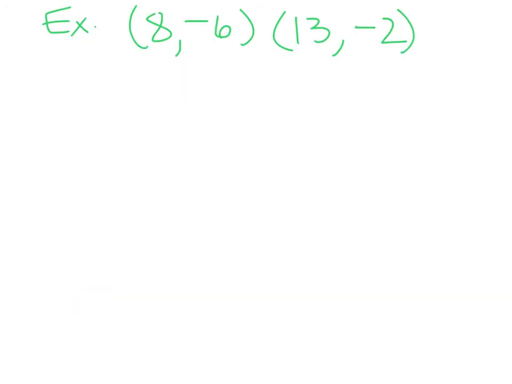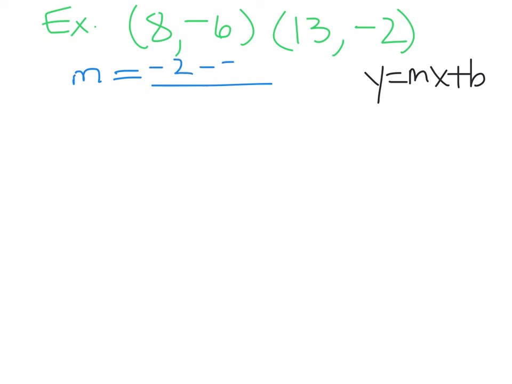Okay, one more example. Alright, so here are my 2 points my line goes through. And again, I'm not done until I have an answer in y equals mx plus b form. So step 1 is find the slope of the line. I'm not even going to write down the slope formula because I know it. So I'm going to put negative 2 minus negative 6, and I'm going to put 13 minus 8. So I know my slope is 4/5. Make sure you're careful with your integers.